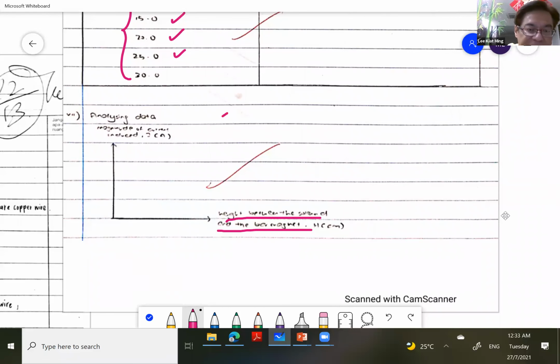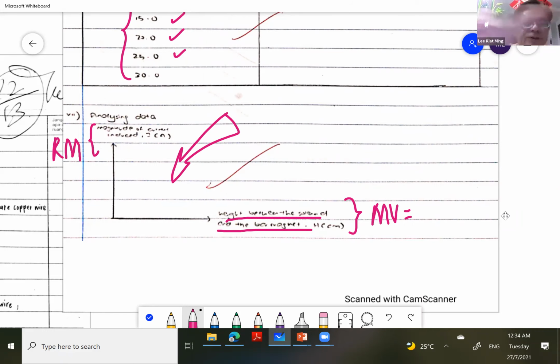Since you haven't done the experiment, leave the graph empty, no need to show. Just make sure your manipulated variable is the height between the magnet and the solenoid. The responding variable will be the magnitude of the induced current.